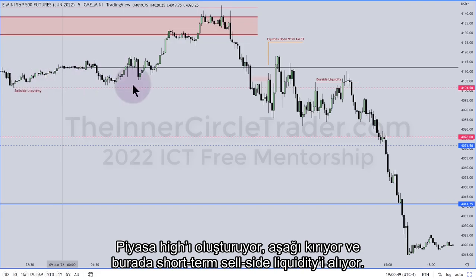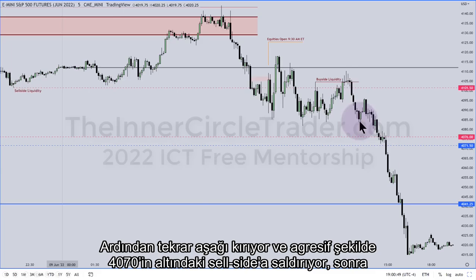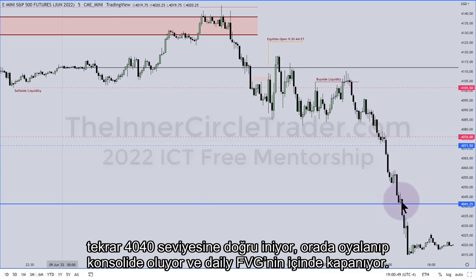takes out short-term sell-side liquidity here, retraces back up, consolidates for the majority of the afternoon. Then it breaks lower and aggressively attacks the sell side below 470, going right back down to that 440 level, then hanging out, consolidating and closing inside that larger daily fair value gap.